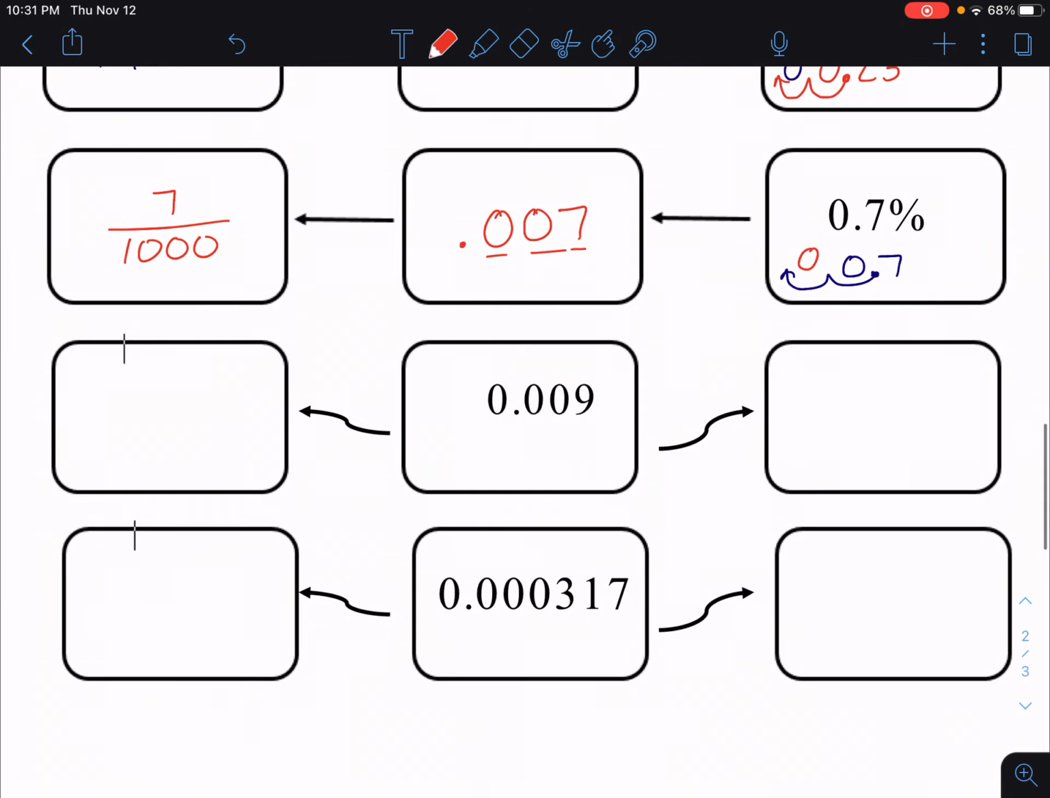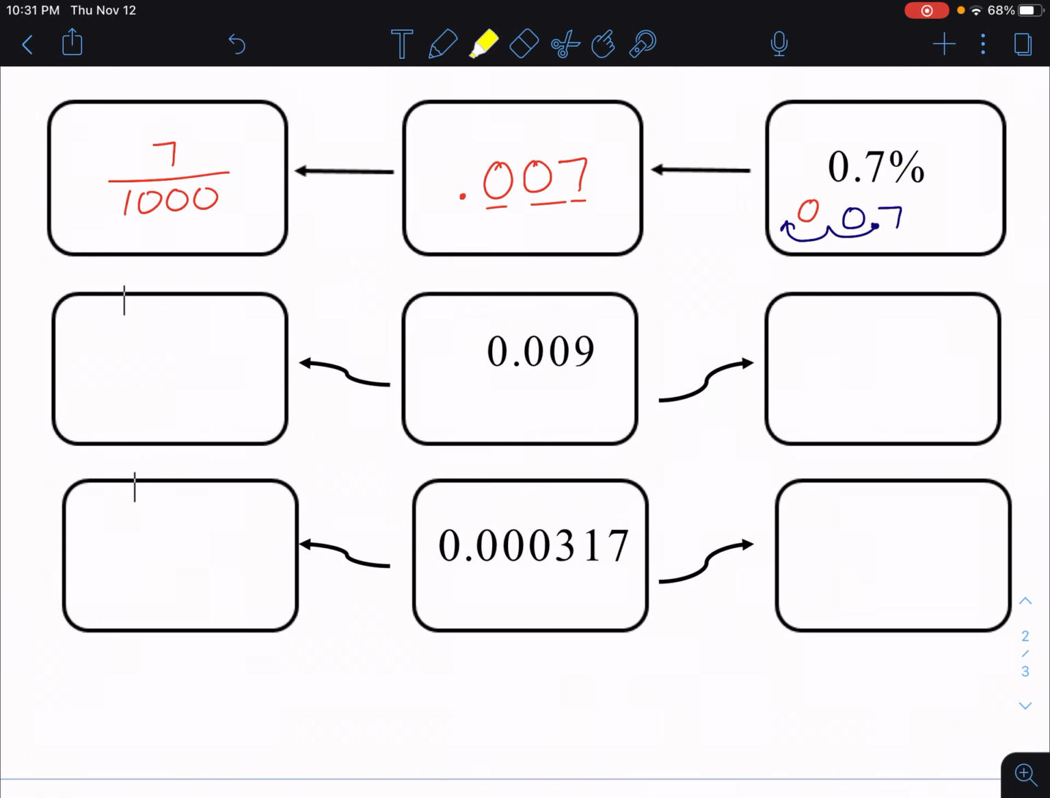The next one, we can go either direction first. So I can go back to a fraction or I can go forward to a percent. To make this into a fraction, I'm going to count my place values. So 1, 2, 3 is going to be over 1,000. So 9 over 1,000. This cannot be simplified because 9 and 1,000 don't have anything in common. To go from a decimal to a percent, I'm going to move this 2 places to the right. So I'm going to get 0.9%.